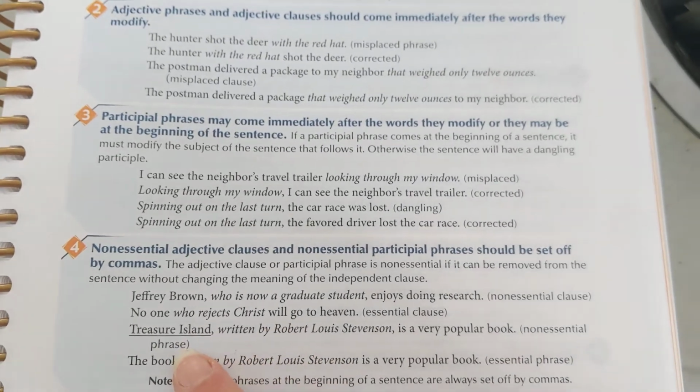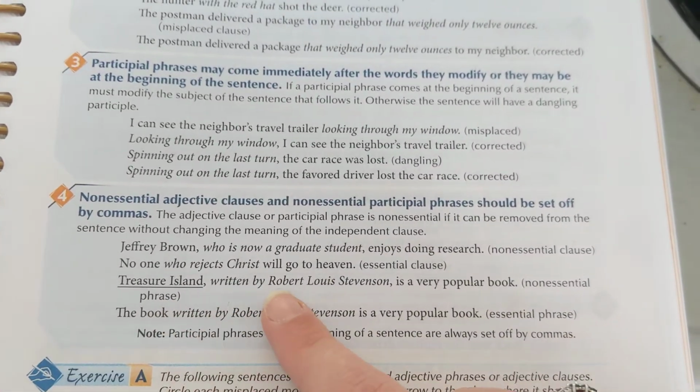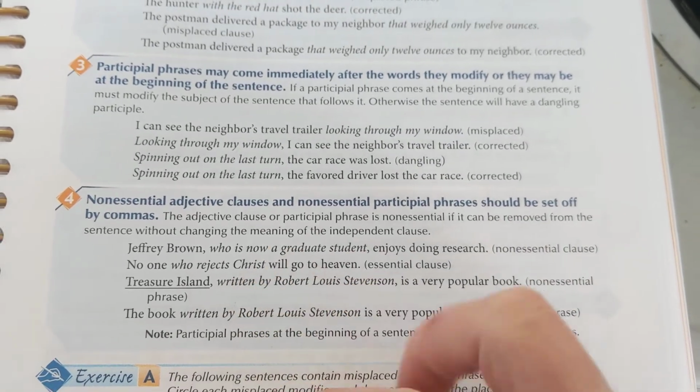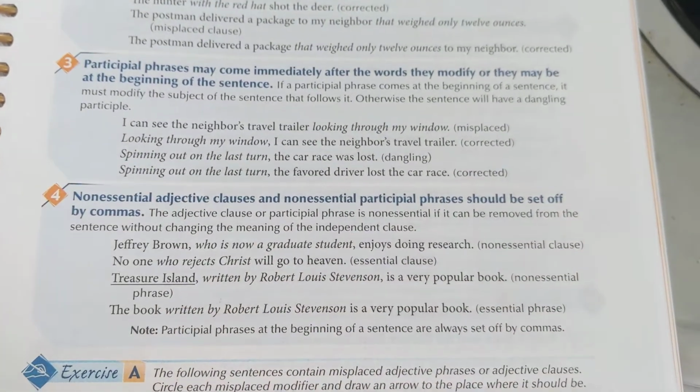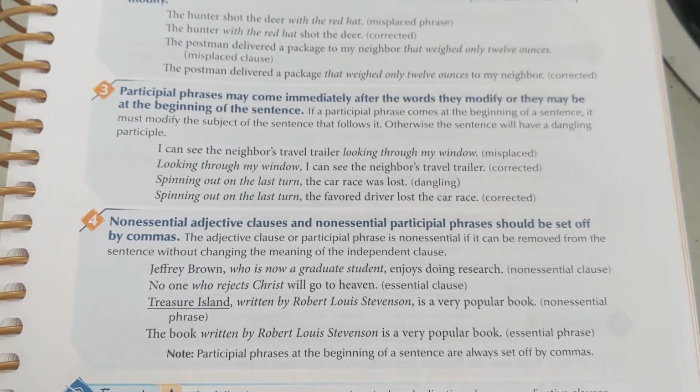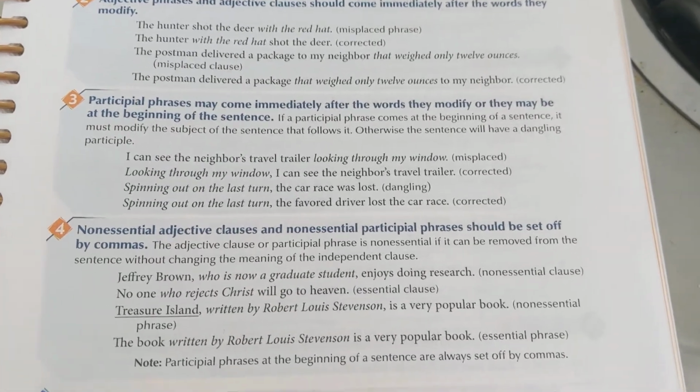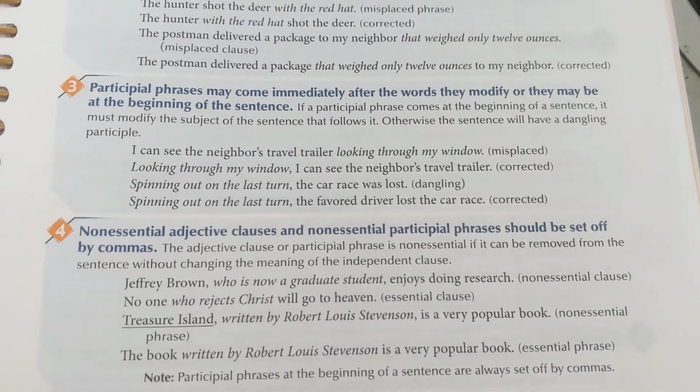Okay, so here we go. Let's look at this third example. Treasure Island, written by Robert Louis Stevenson, is a very popular book. Now, let's read it without that phrase and see if it makes sense. Treasure Island is a very popular book. Is that a non-essential phrase? Yes, because Treasure Island is a super popular book. We don't need to know who wrote it in order to know that it's very popular.